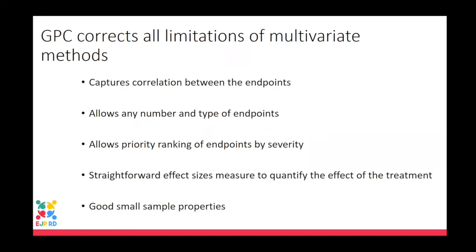So in fact, those GPC can circumvent all of the limitations that we've just mentioned previously on multivariate outcome combination. So it does capture correlation between the endpoints. You can use any type and any number of endpoints and combine them. You can even decide on a priority of your endpoints so that you give more priority to the more clinically severe endpoints. It has a very straightforward effect size measure, well, even several. You can choose between an absolute and a relative effect size measure, and it has very good small sample properties.